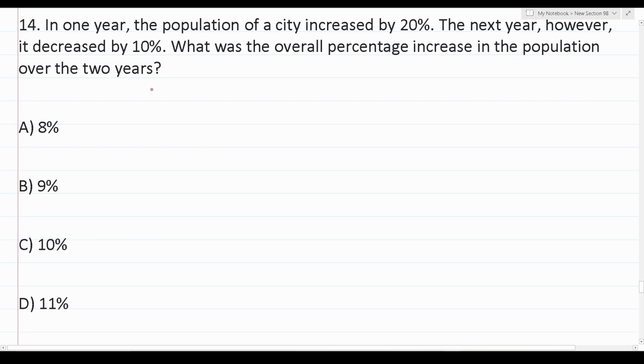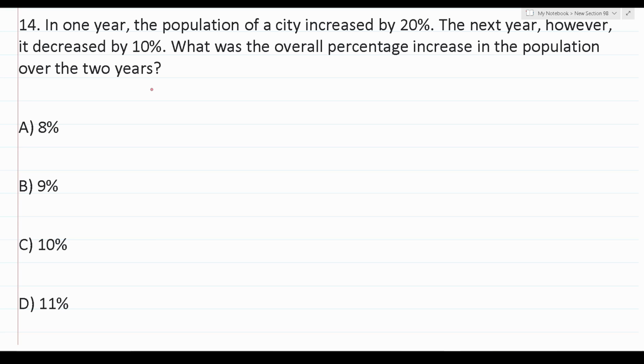All right, so number 14 says, in 1 year, the population of a city increased by 20%. The next year, however, it decreased by 10%. What was the overall percent increase in the population over the 2 years?